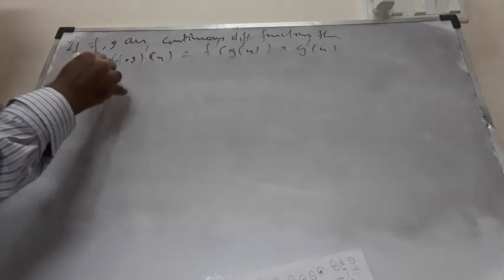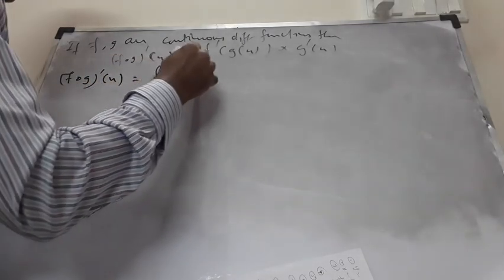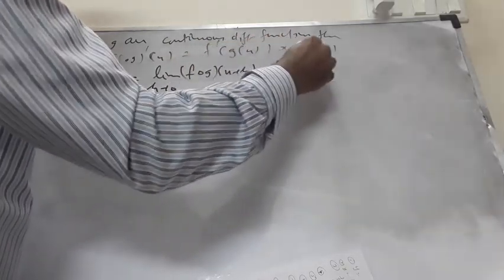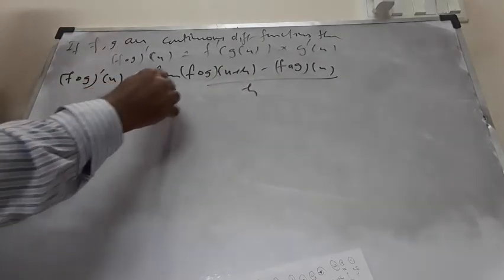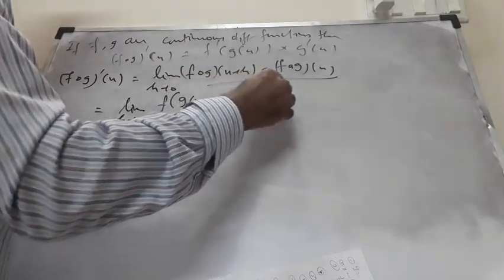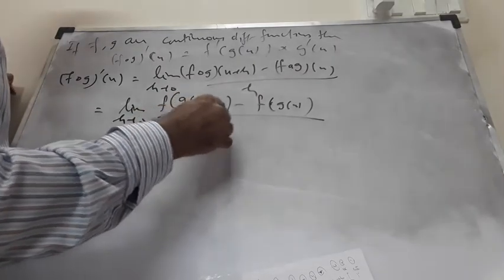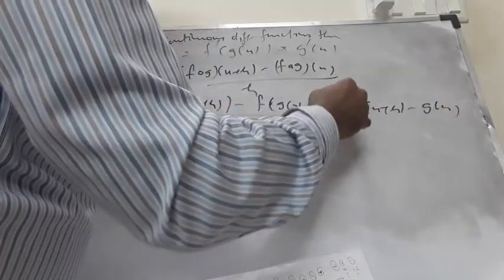(f composite g)'(x) is the limit as h tends to 0 of [f composite g of (x plus h) minus f composite g of x] divided by h, which is the limit as h tends to 0 of [f(g(x plus h)) minus f(g(x))] divided by h. I will multiply and divide by g(x plus h) minus g(x). Apply the limit to each part separately.